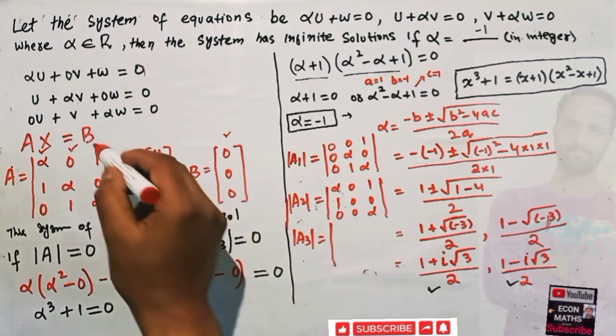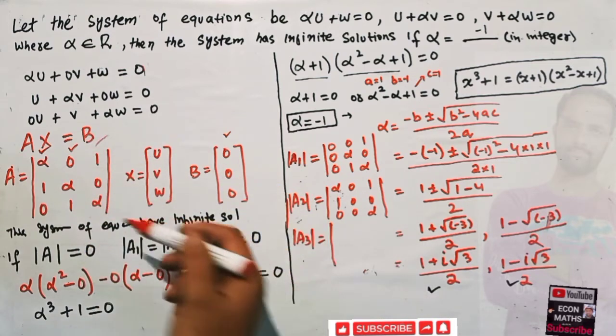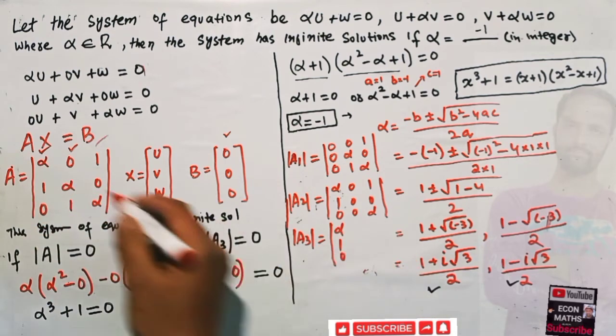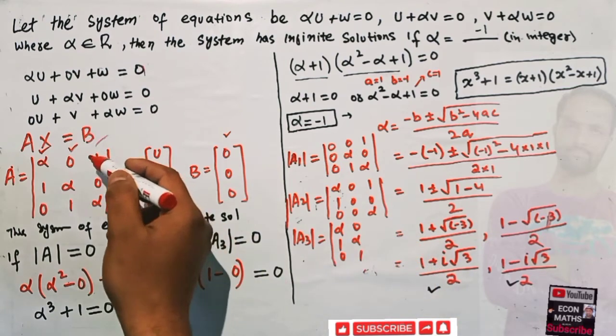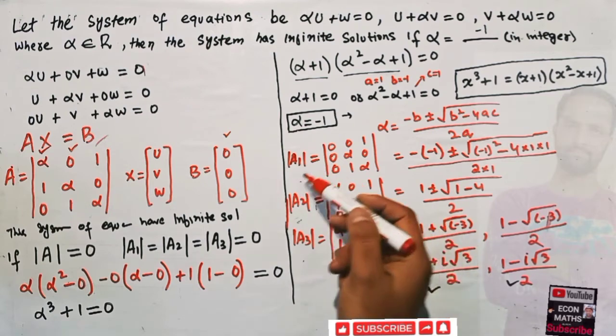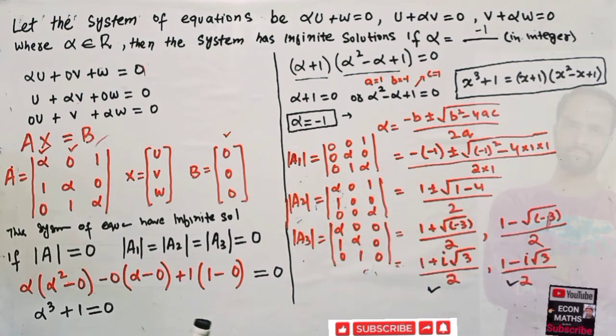now the A3, this matrix is formed by replacing the third column of this coefficient matrix with the vector of constant terms. So we have alpha 1 0 as it is, alpha 1 0, then we have 0 alpha 1, and in place of 1 0 alpha we replace it by the vector of constant terms, which is 0 0 0. If you take the determinant of these matrices, it will be equal to 0.